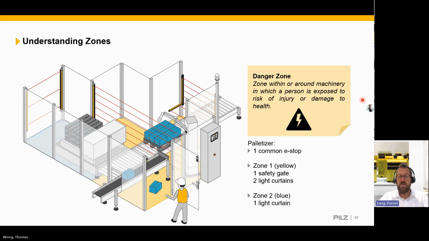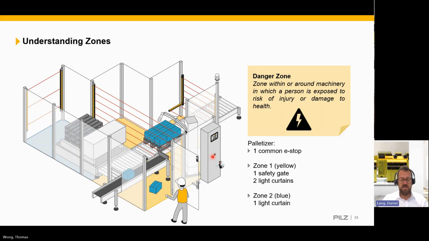And I will show you something. This is just an example of a machine. It is a palletizer, and there are two working zones. One is the yellow one, and one is the blue one. The blue one is protected with one light curtain, and the yellow one is protected with two light curtains and one safety gate. Overall, we have one common e-stop, which is here.